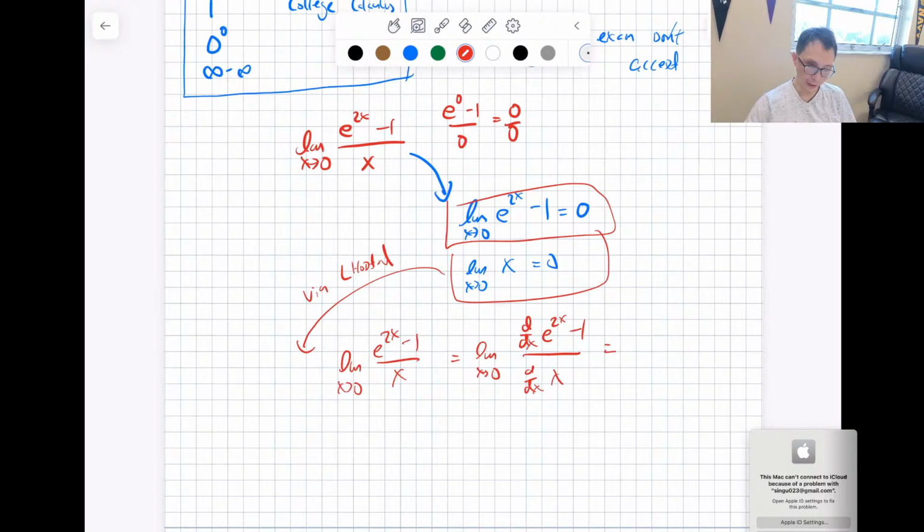So what's the derivative of e to the 2x? And what's the derivative of x? And now it's a plug-in. What happens if you plug in right now? You get 2. e to the 0 is 1, so you're going to get 2. That's it. That's all you have to do.